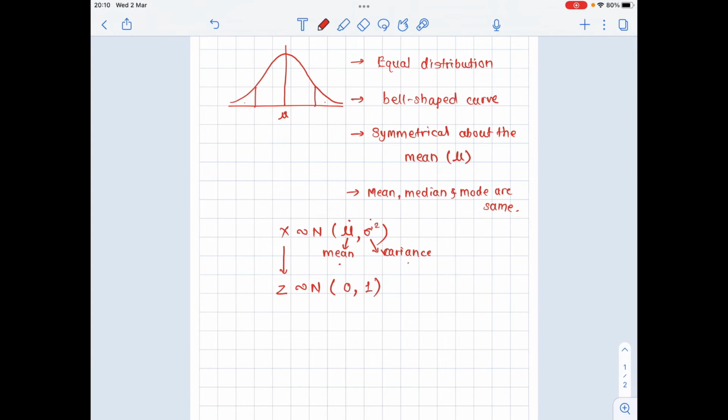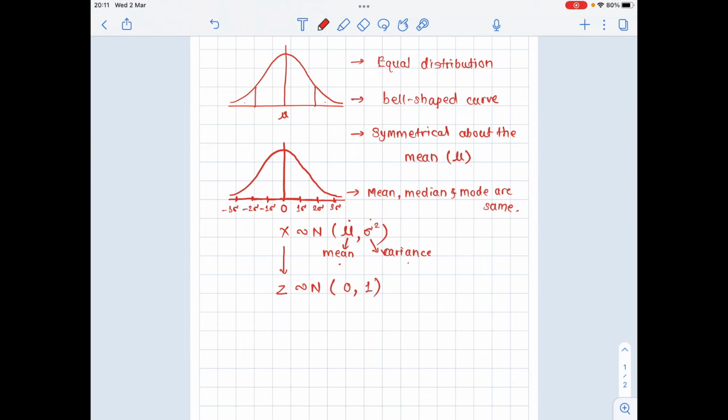The same graph can be shown with this as the mean. On the right hand side, generally we take 3 times the standard deviation. On the left hand side, again we take 3 times the standard deviation. This is 1 times sigma, 2 times sigma, 3 times sigma. This is minus 1 times sigma, minus 2 times sigma, minus 3 times sigma.